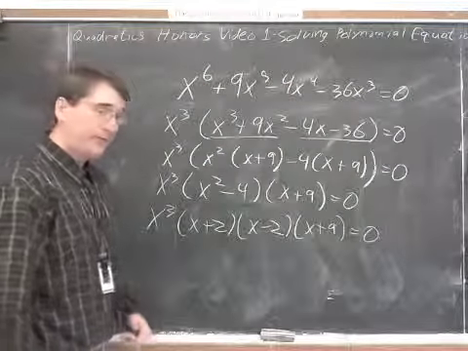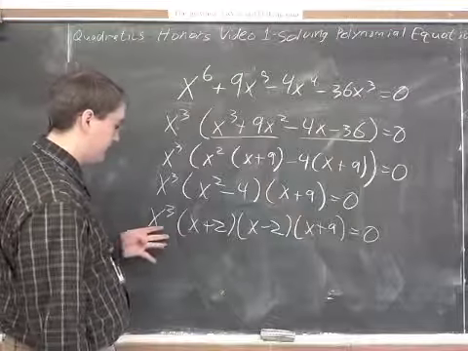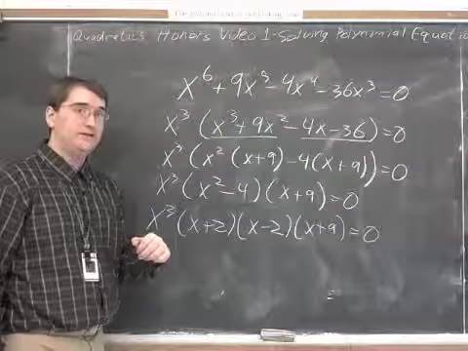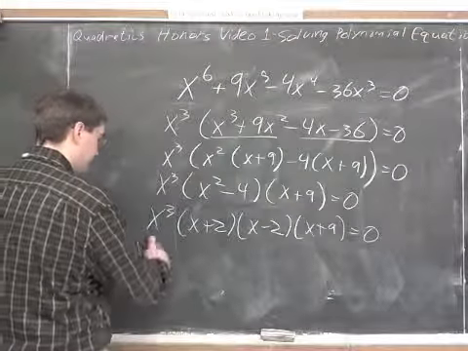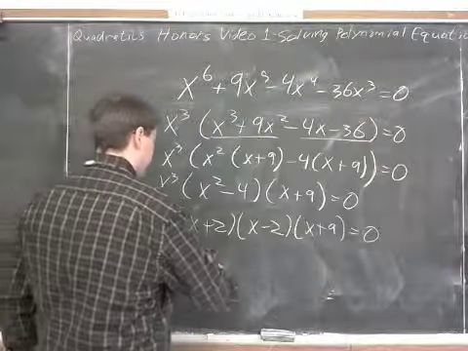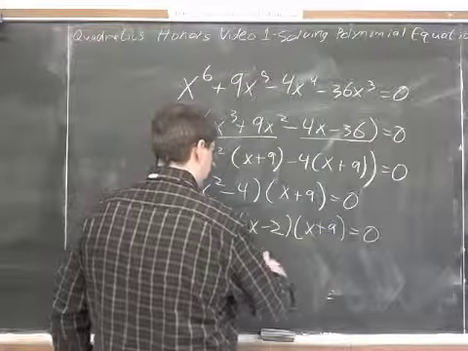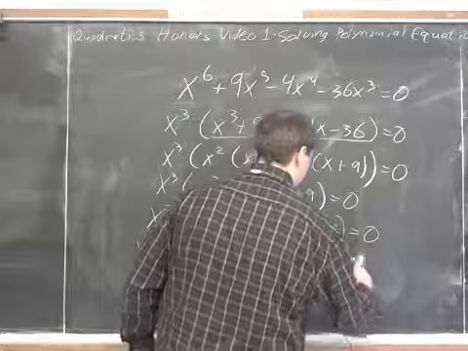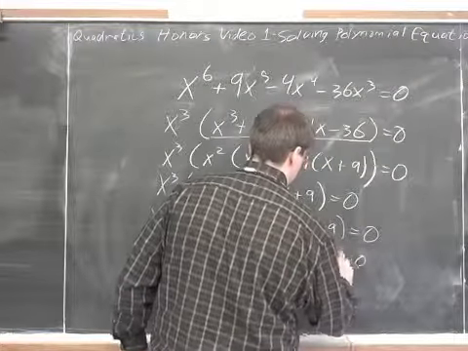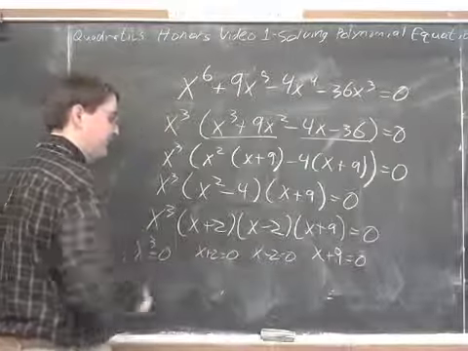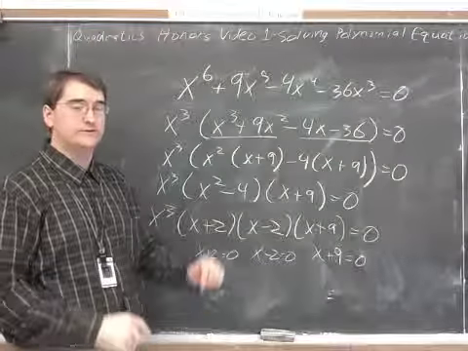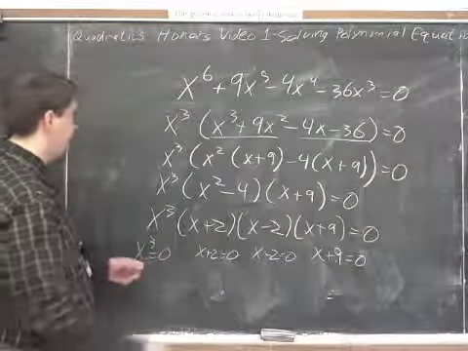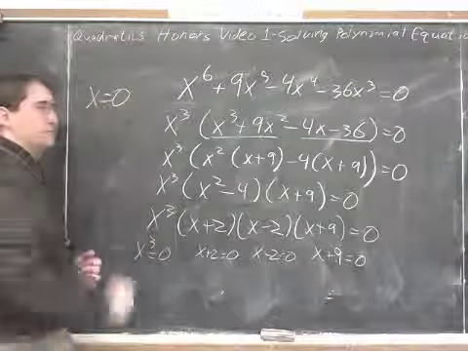And so now I have 4 factors that I can all individually set equal to 0. I can have that x cubed equals 0. I can have that x plus 2 equals 0. I can have that x minus 2 equals 0. And I can have that x plus 9 equals 0. If any one of these individual factors is equal to 0, then the whole thing is equal to 0. So x cubed equals 0 gives me x equals 0 is the solution.